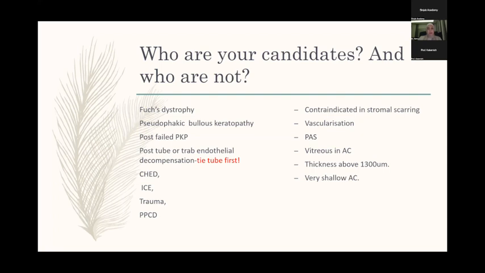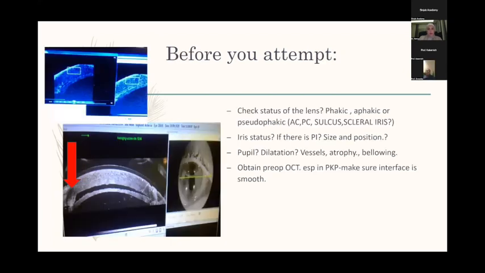It is contraindicated in stromal scarring, if there's vascularization also, if there's peripheral anterior synechiae, if there's vitreous in the AC, if you have a corneal thickness that's above 1,300 micrometer, because the thinning after the surgery is unlikely to go back to normal, and if we have a very shallow AC because of technical difficulty during surgery.